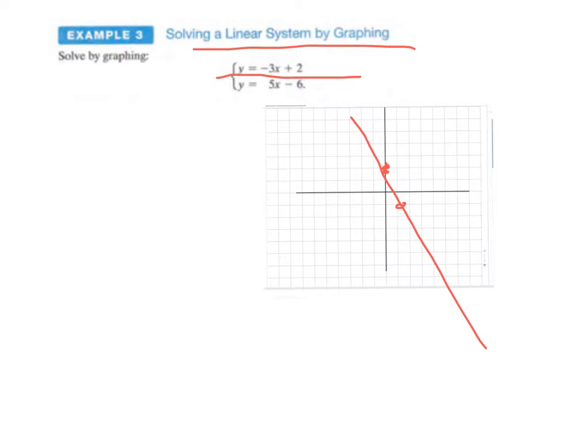I go down to -6, 1, 2, 3, 4, 5, 6, and go up 5, 1, 2, 3, 4, 5, and over 1. And draw that, which might be pretty obvious, that it crosses right here at that point. That is the solution to the system. So in this case, (-1, -1) would work. So if we were to use the last method and substitute this into both of those, it would work for both of them. But graphing makes it a little easier.